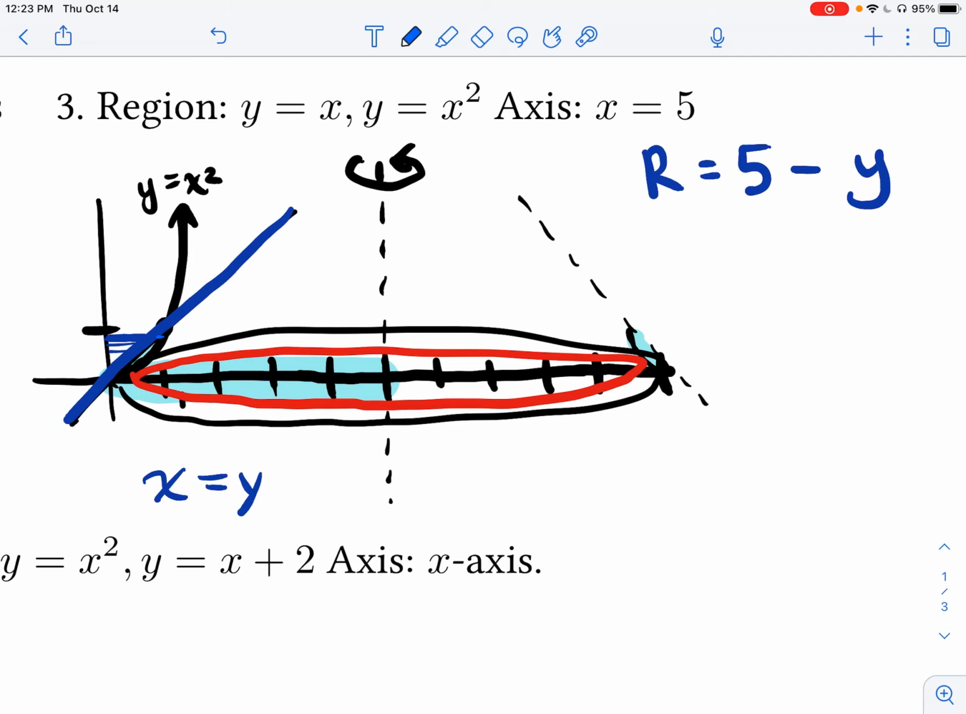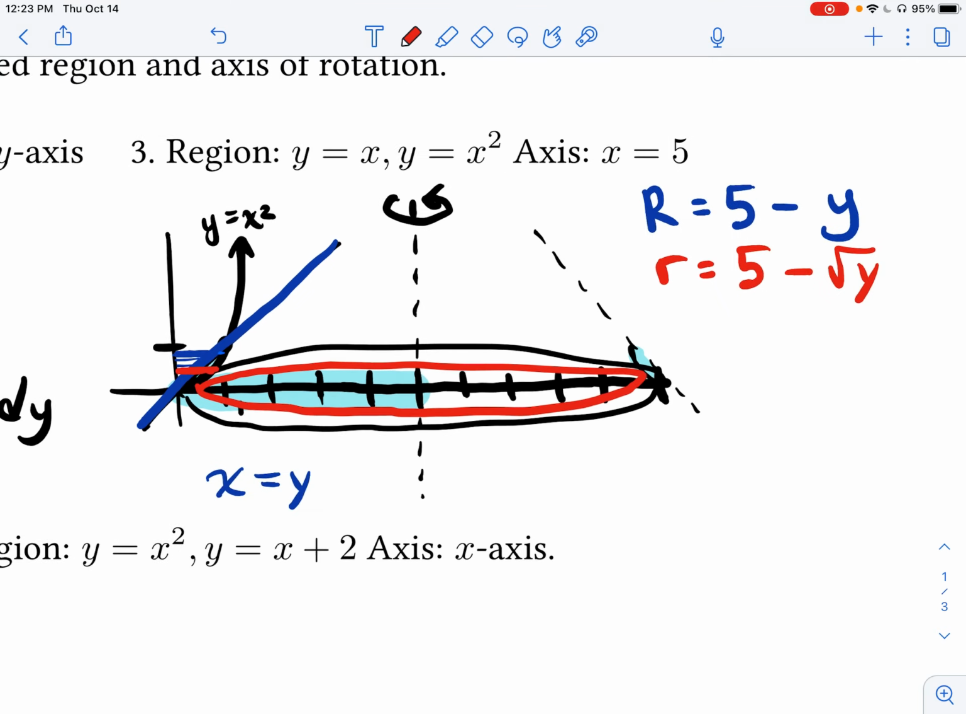Now, if we go back, what about our smaller radius? Well, it's the same idea. We're going to go 5 minus the horizontal distance given to this parabola here. So if we take the entire distance of 5 and subtract this horizontal distance from it, which we see as root y, we did that in our previous problem, that gives us our smaller radius, okay?